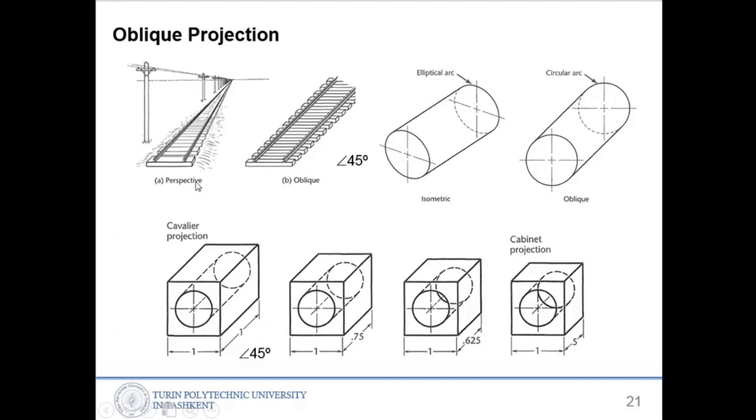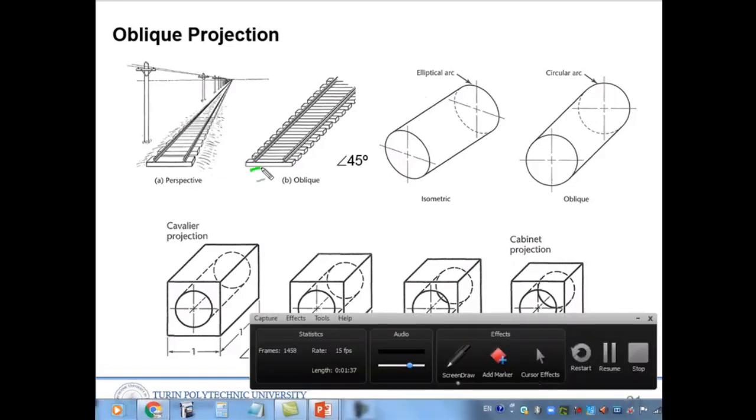The oblique projection is usually done with a 45 degree angle, but here this side is the street, a straight line, and then here it will be 45 degrees. So here you can see the difference between isometric and oblique projection. In isometric projection, as I told you, circles are drawn as an ellipse, and in oblique projection you draw a circle as a circle.